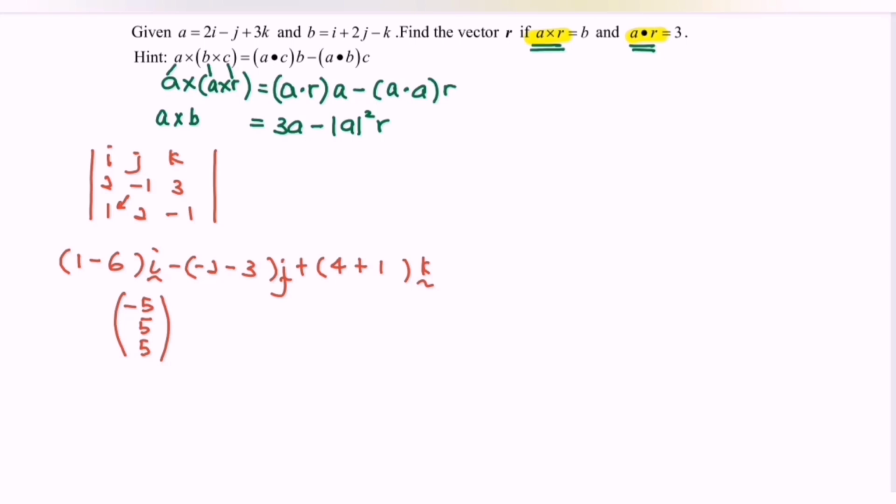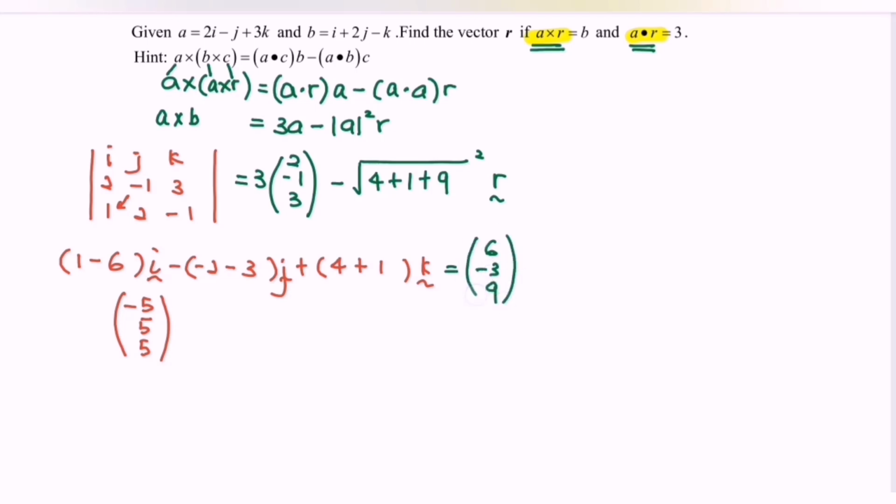Next, move on with the right hand side where we have 3A. So 3 times the vector A, where we have 2, negative 1 and 3, minus the magnitude for the vector A, where we have the square root of 4 plus 1 plus 9. Do remember, square the situation. Then we have the vector R. Simplify. So we will have 6, negative 3 and 9 minus 14 R.